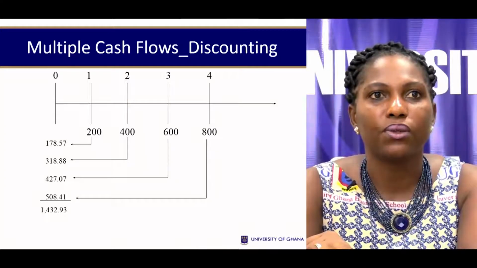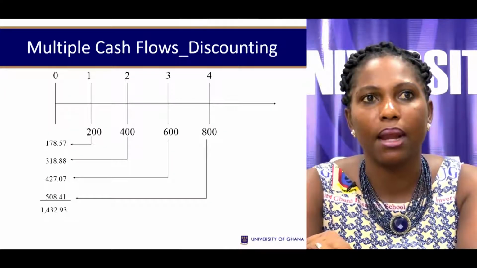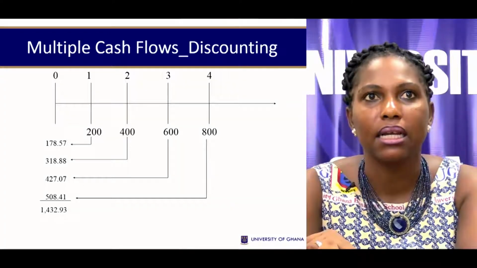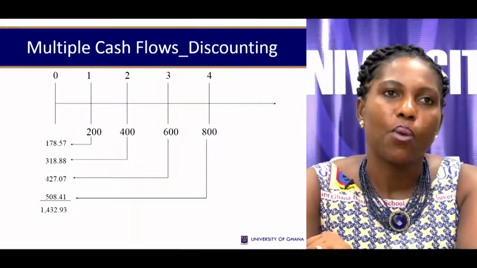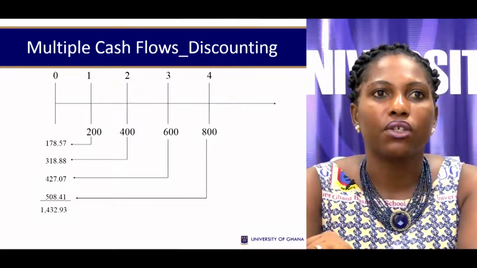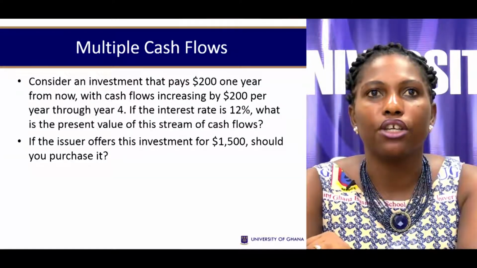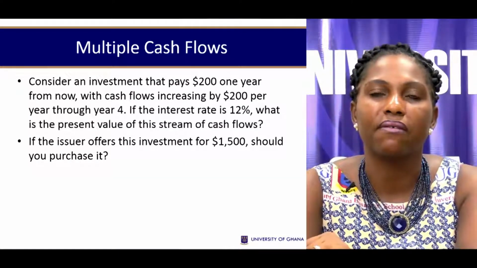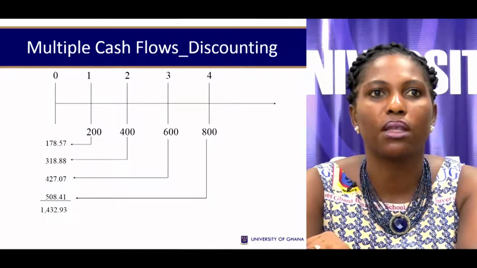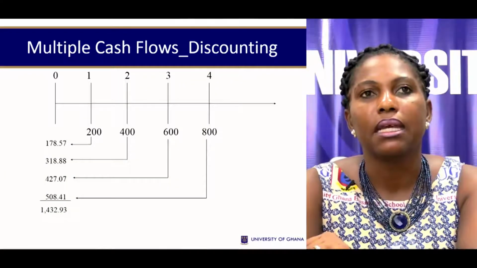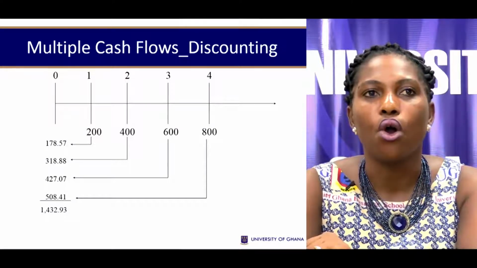318, 427, and 508. Together, because they have all been put on one timeline, I can now easily add them up. I cannot add what I receive in year 1, year 2, year 3, because they are on different time planes. When I add everything together, I have the true value being 1,432. Now we are told that the issuer is offering this investment for 1,500. What it means is that it's being sold for much more than it is worth, because its true worth is 1,432. For this reason, this investment offer is not good unless it's being sold for 1,432 or less.